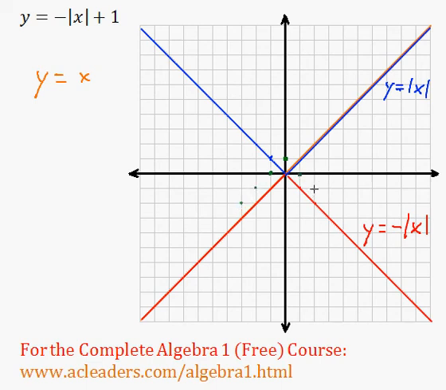So now let me just connect the dots here. And over here. Great. So our green graph is y equals negative absolute value of x plus 1. That's it.